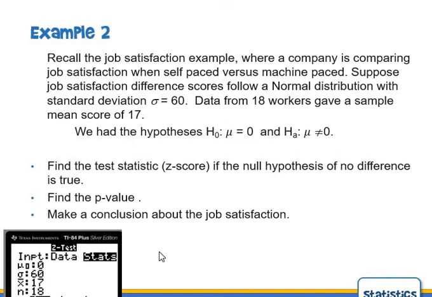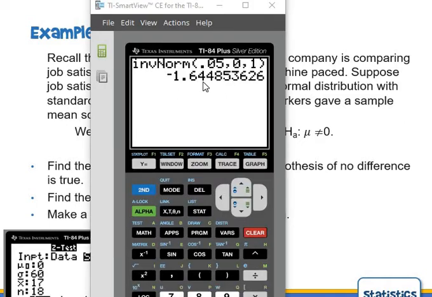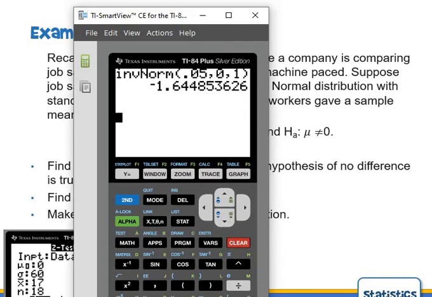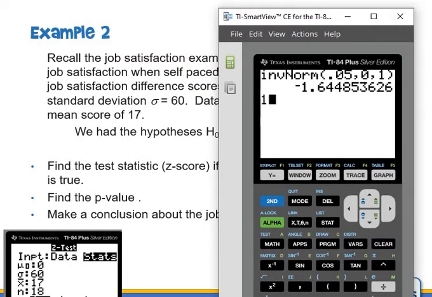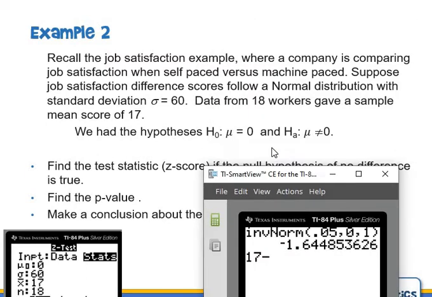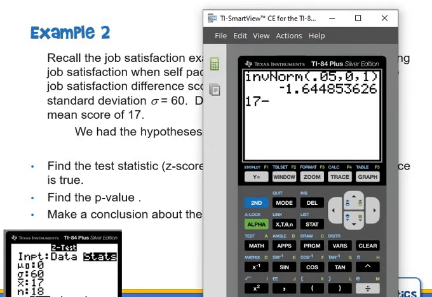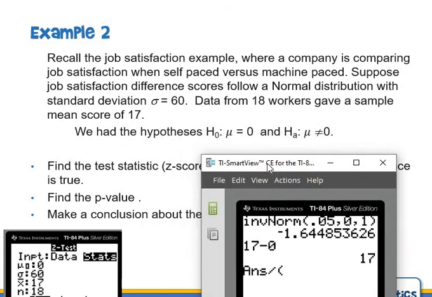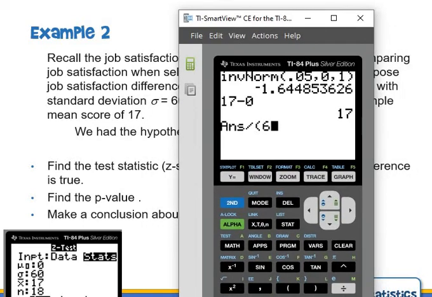I have the screenshots of the calculator, but I'm going to pull the actual calculator in here. If you didn't have this particular type of calculator, you could compute the test statistic yourself. You could just do x bar, which was 17. The mean was 17. Minus 0, since mu sub 0 is 0. We're doing the hypothesis that mu is 0. We would divide that by sigma over square root of n. Sigma is 60, and we have a sample size of 18. So divided by 60 over square root of 18.